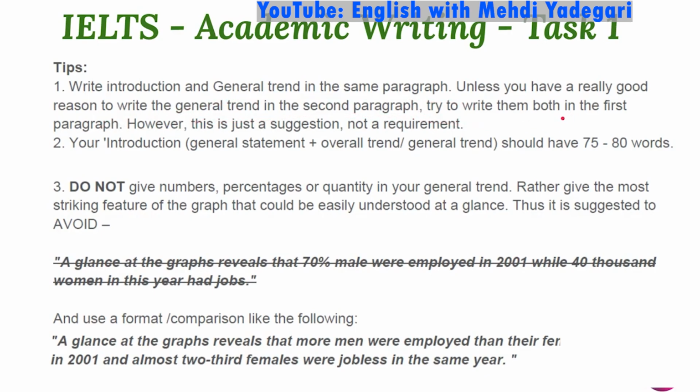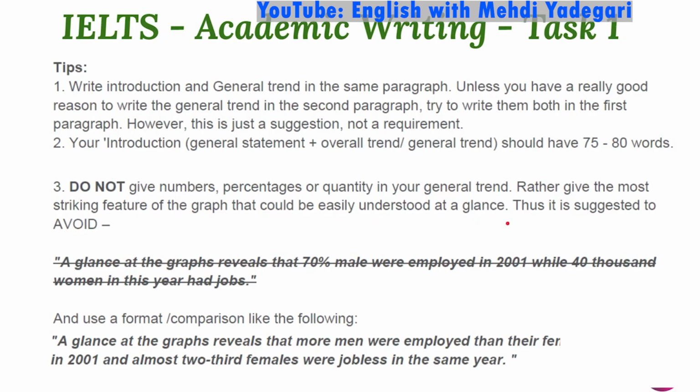So it's a lot easier to look at, a lot easier to organize. So write the paraphrase and the general trend in the first paragraph that is considered your introduction. So your introduction is the paraphrasing and the general statement. Do not give numbers, percentages, or quantity in your general trend. Rather, give the most striking features of the graph that could easily be understood at a glance.